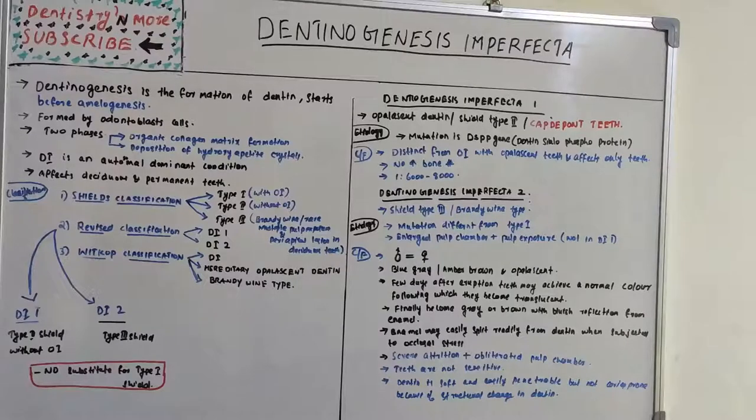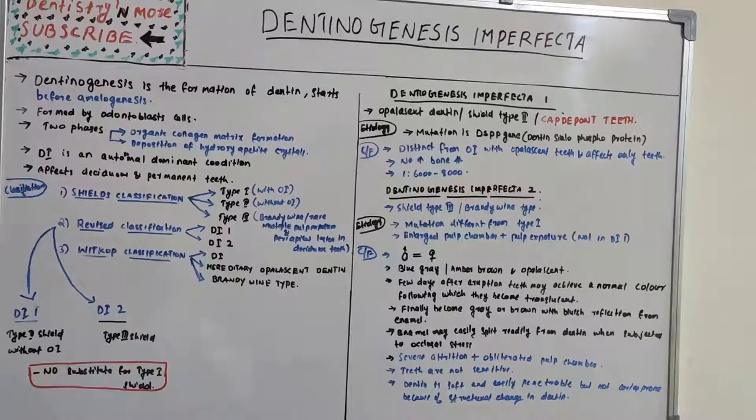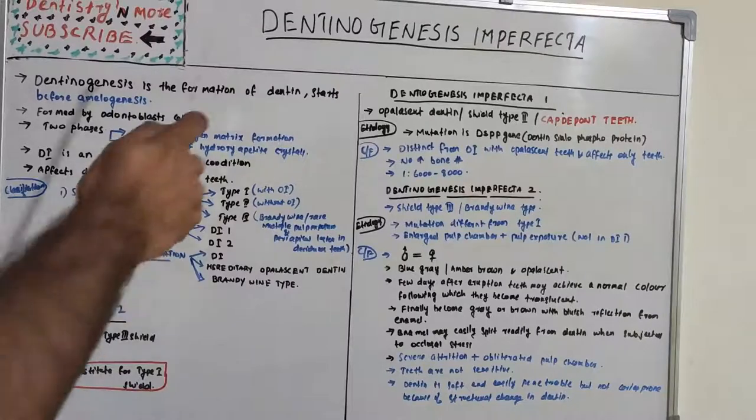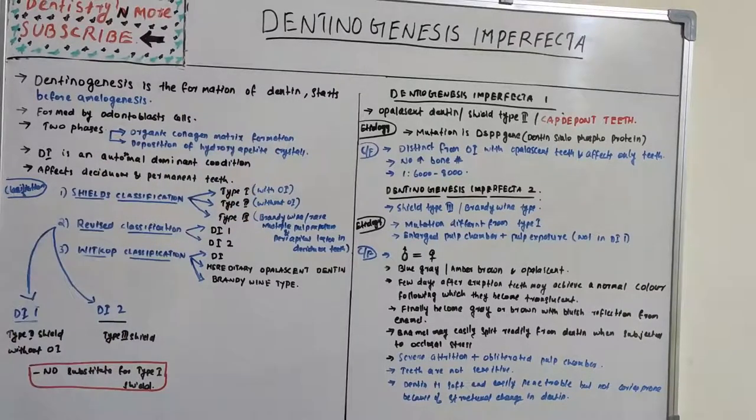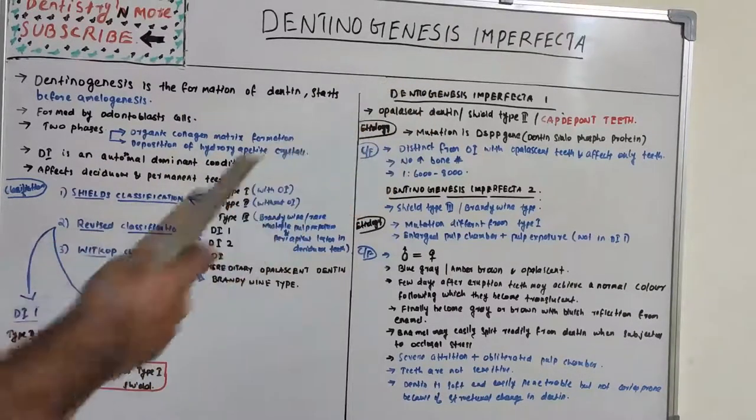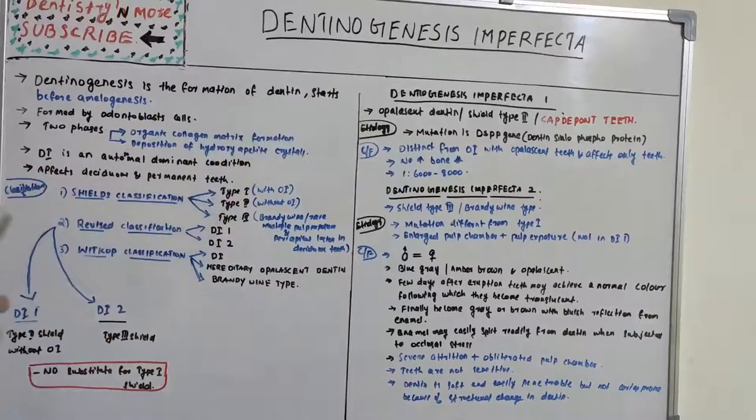Hello everyone, welcome back to a new session on dentistry and more. Today's topic is dentinogenesis imperfecta. As we had seen amelogenesis imperfecta, in the same way we need to interpret dentinogenesis imperfecta, the imperfect formation of dentin or the problem with odontoblast. So let's see the details of dentinogenesis imperfecta.